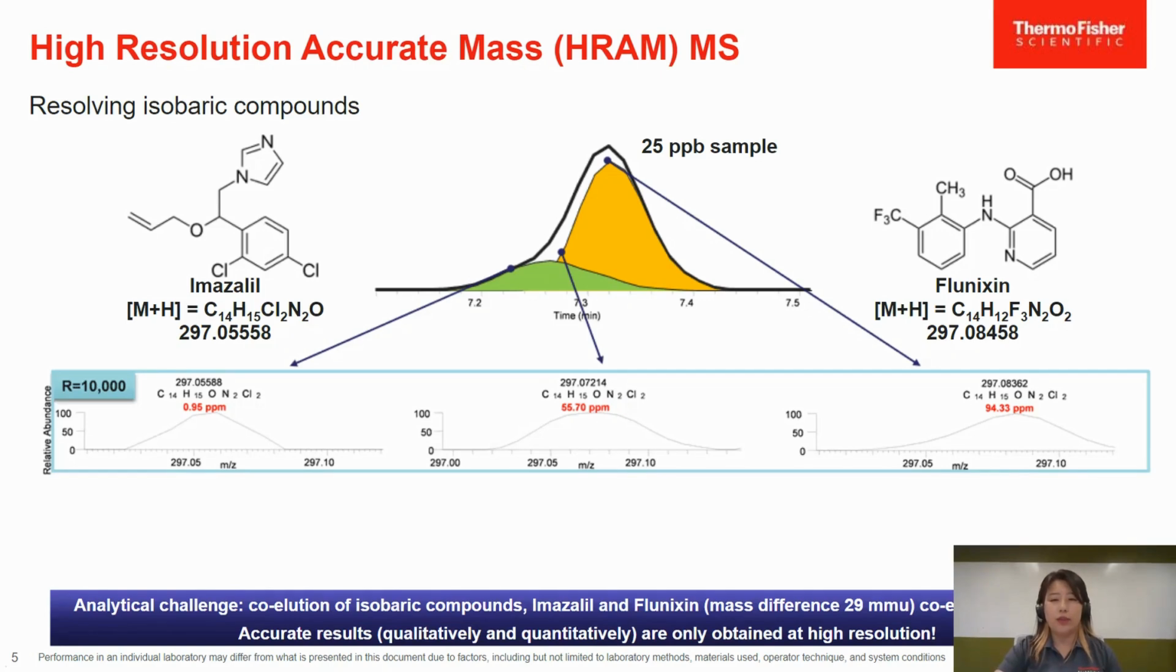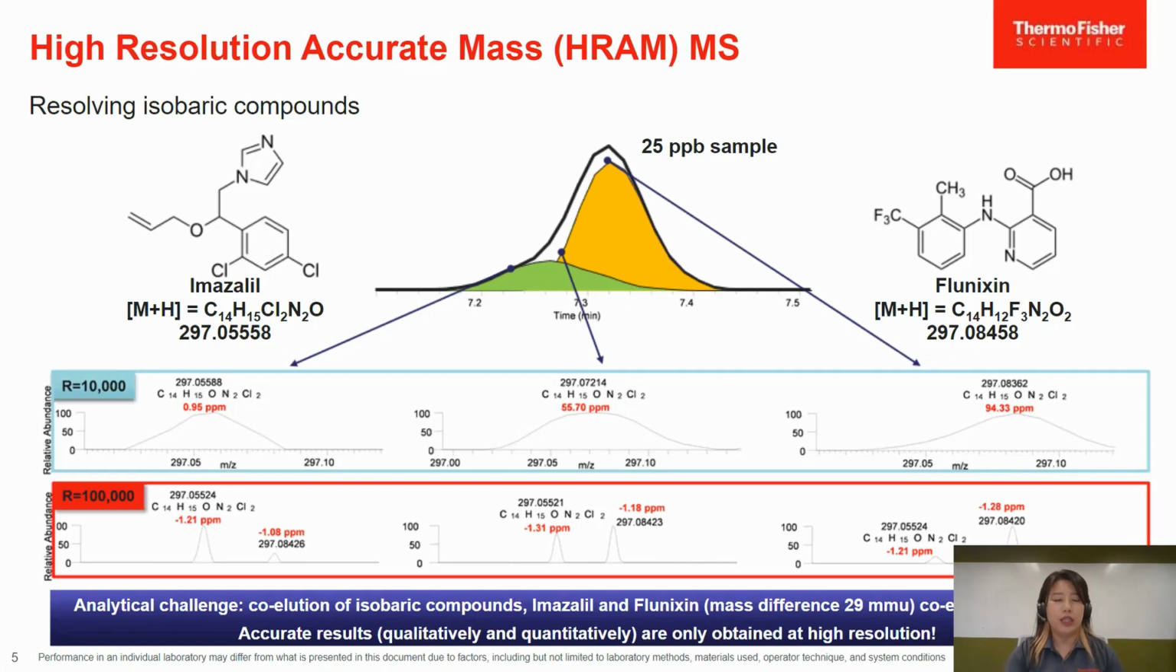However, when you use a high resolution mass spec, here at a resolution of 100K, you get a nice separation and resolve these two compounds across the different retention times. It offers not just qualitative information but also relative quantitative information, so you can see the relative abundance between the two compounds. So for analytical challenges like isobaric compound separation, HRAM mass spec is definitely a solution to resolve the challenge both qualitatively and quantitatively.